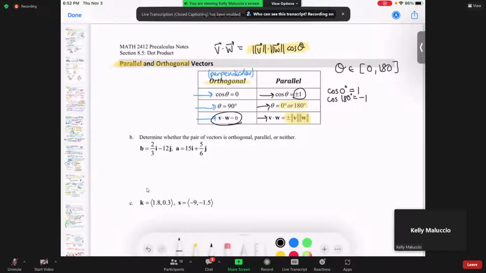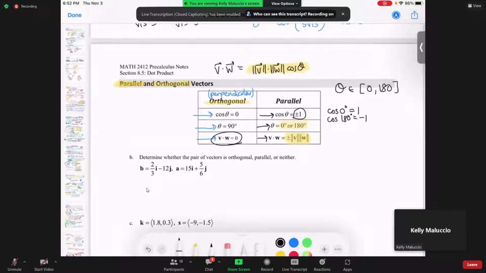Well, but we need to get the angles. Okay, let me see, because if V dot W is non-zero, what you need to do is figure out what cosine of theta is. Is it plus or minus 1? Let's take a look and see what happens. If cosine of theta is not plus or minus 1 or 0, or the dot product's not 0, then you would have neither. That would be the case. So let's just take a look.